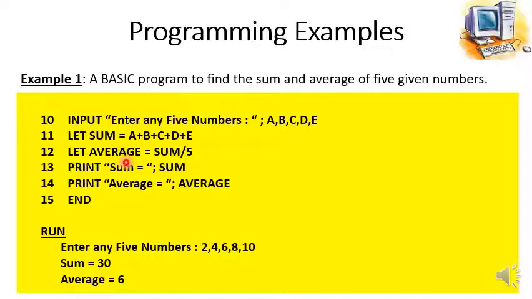Then we are going to print the values of sum and average that we have calculated in the previous statements. So for this purpose we will write the print statement. Print sum is equal to and the value of variable sum. Then print average is equal to and the variable in which the value is stored, that is average, and then we have to write the end keyword.